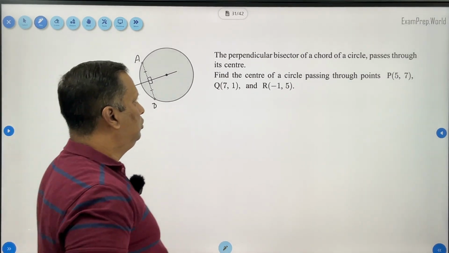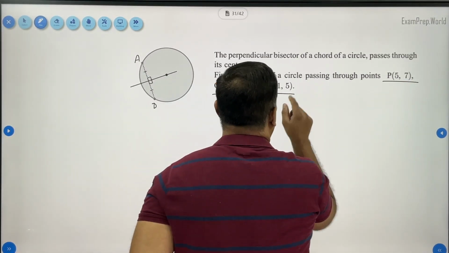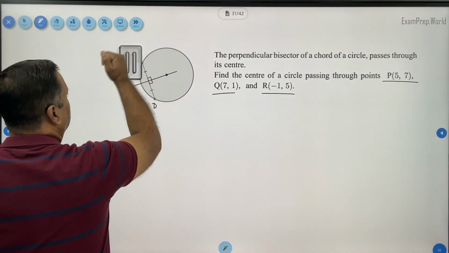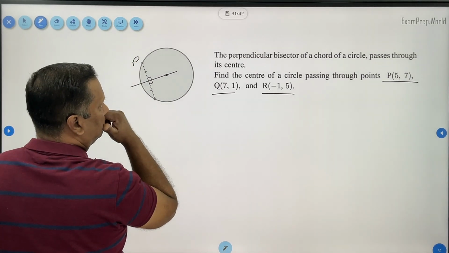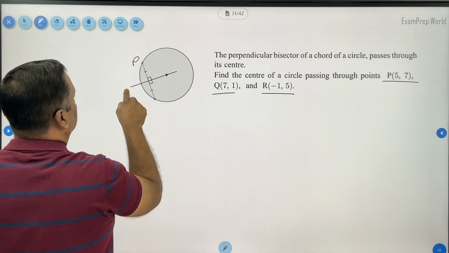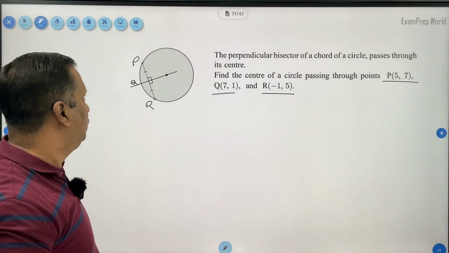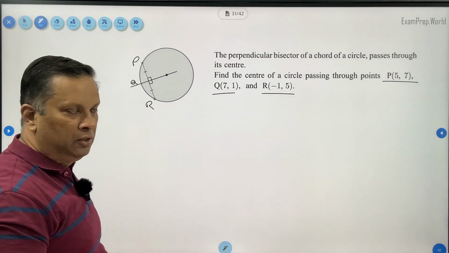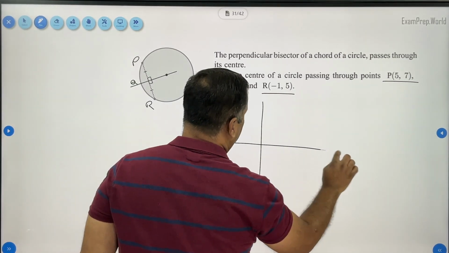Now here you see you are having 3 points P, Q and R, and you have 3 points here. So instead of AB we will write P, Q and R. But we are not very sure which one is P, which one is Q. Q can be this, R can be this, right? So in this kind of situations, I suggest that you do little rough work.